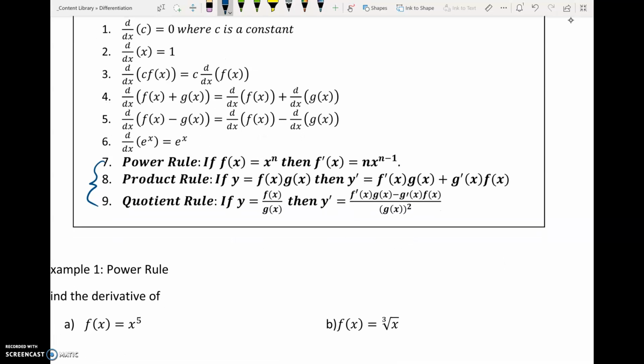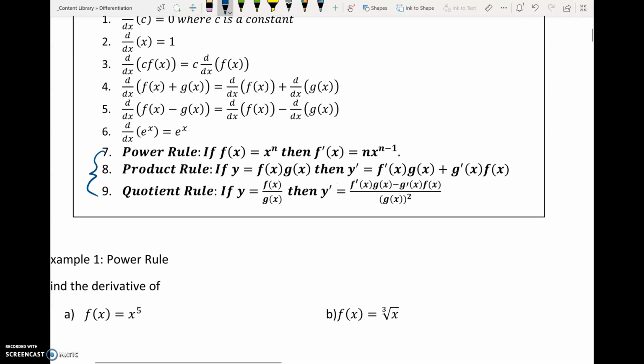For your product rule, you're going to be given two functions multiplied together to form y. So the derivative of y is going to be the derivative of one function times g of x, then the derivative of g of x times f of x. Quotient rule is kind of similar, except that instead of addition, you're going to have subtraction, and then you're going to divide by g of x squared.